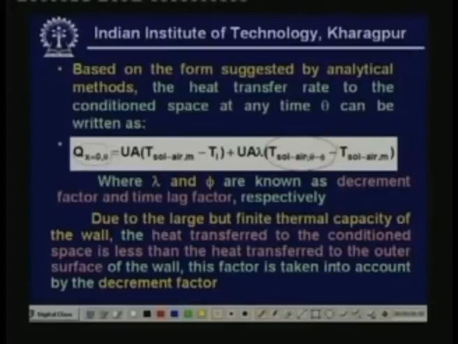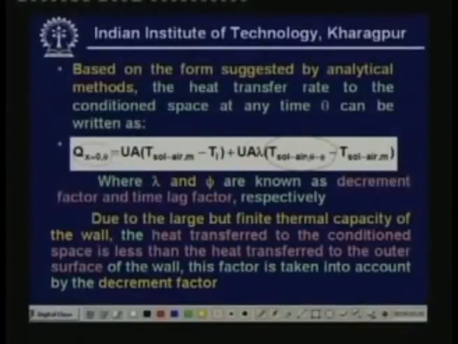Where phi is the time lag. That means, let us say that I am calculating the heat transfer rate at 6 p.m. on a particular wall. I want to know what is the heat transfer rate from the wall to the conditioned space at 6 pm, and let the wall have a time lag of 5 hours. Then T solar subscript theta minus phi is the solar temperature of the wall at 6 minus 5, that is 1 pm. So that is the meaning of theta minus phi.